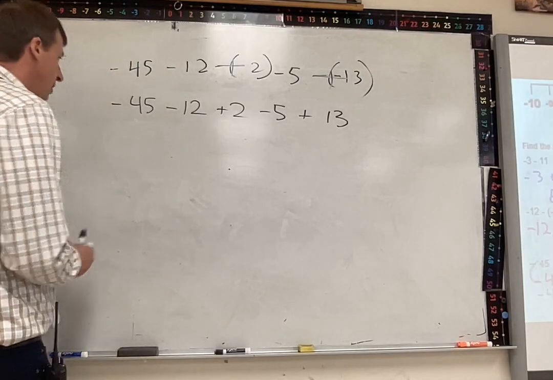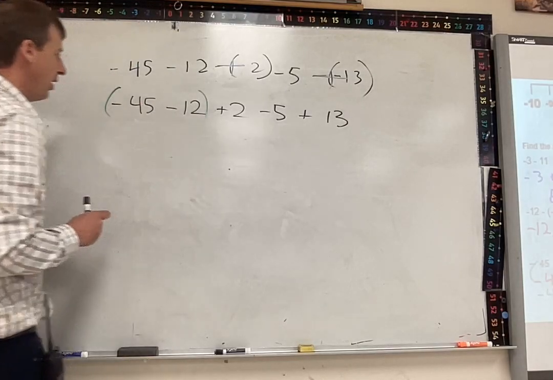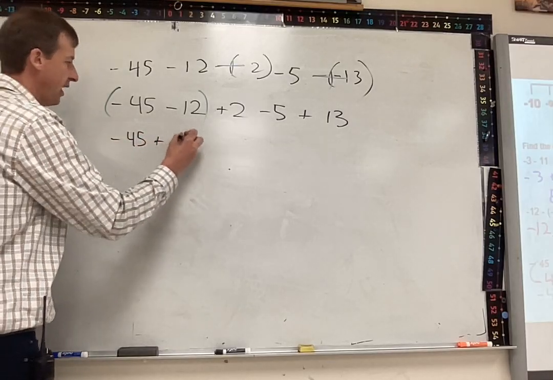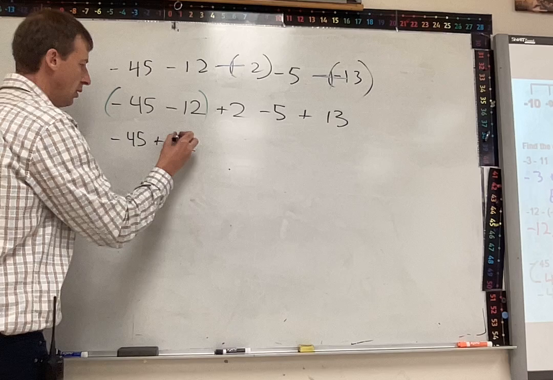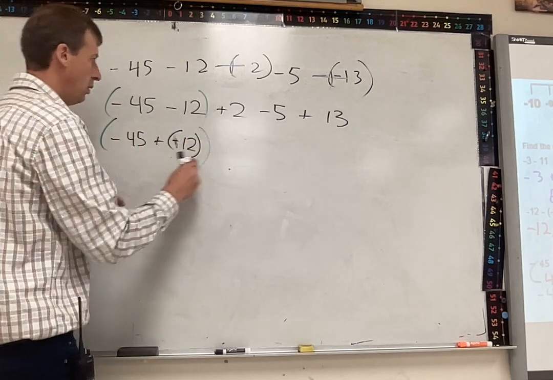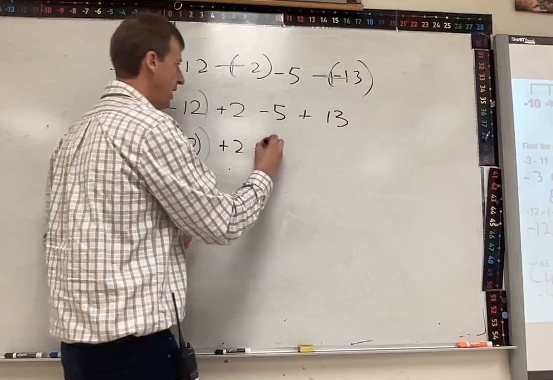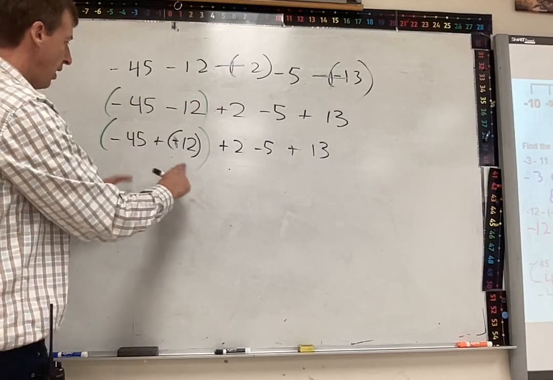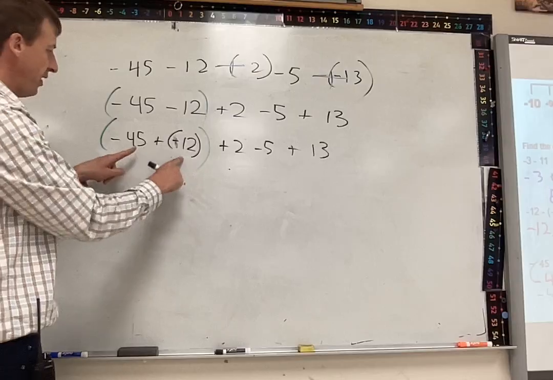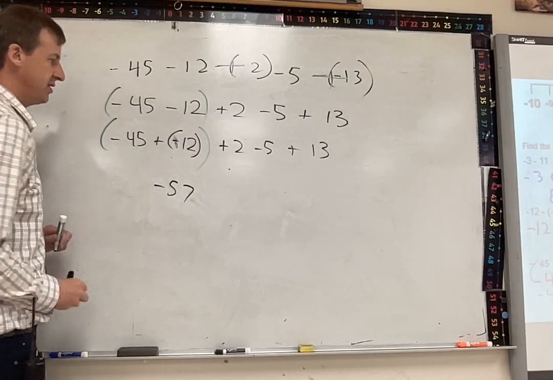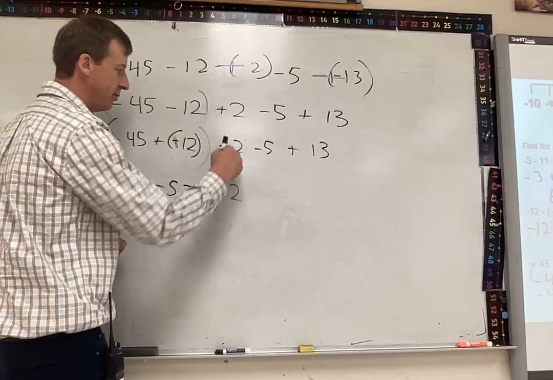All right, then we are going to start by solving this. I know I've already done this step, but we're going to rewrite this as negative 45 plus negative 12. And then I'll keep the other stuff as well. Plus 2 minus 5 plus 13. Okay, negative 45 plus negative 12. Same sign, so I add them together. That becomes 57. And because they're both negative, it stays as a negative 57. The rest of this I'm just going to bring down.